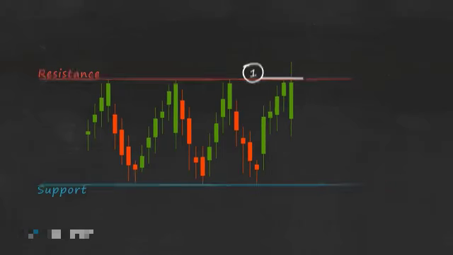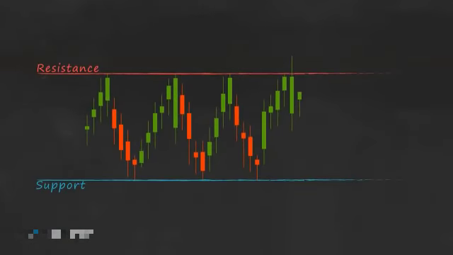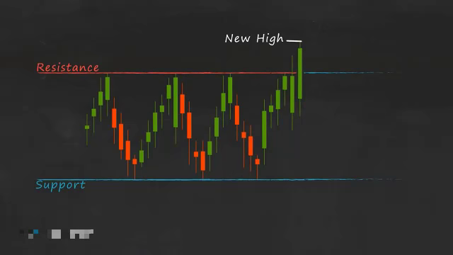The second entry type is a pending order at a price level placed above the current range. This is a preset price level that can be based on the current range or determined by an indicator. We recommend that the price level of the pending order is at a previously unachieved high. It does not require you to watch the market as the order will be executed automatically upon reaching the price.